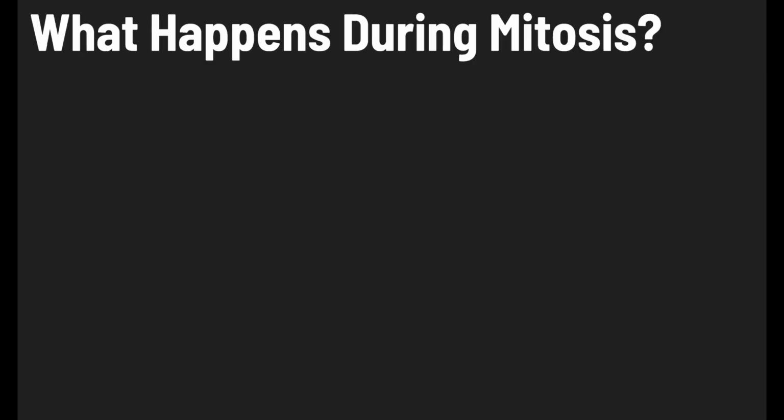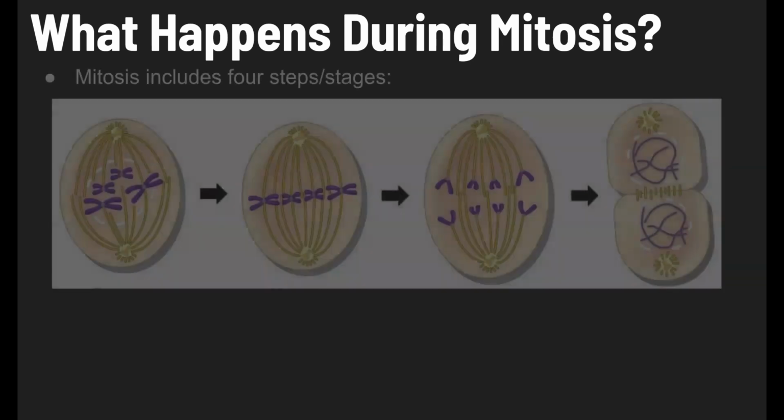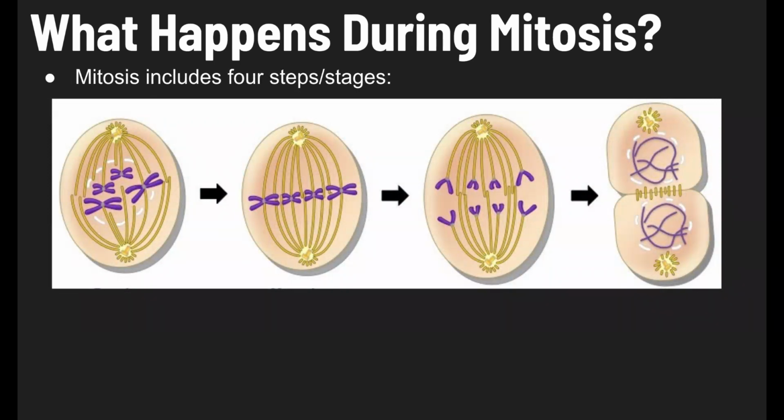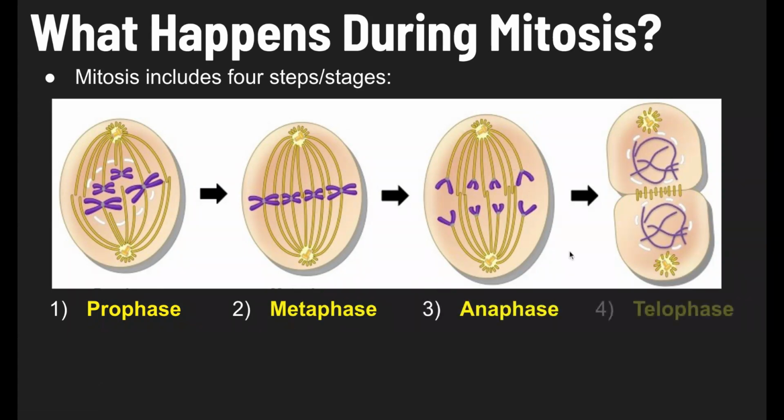Okay, so now let's finish up by talking about what happens during mitosis and then cytokinesis. So first, mitosis. Mitosis has 4 steps or stages in it. The first step is called prophase. That's what you see in this image. Then metaphase here. Then anaphase. Then telophase. So these represent the 4 steps or stages of mitosis. Let me tell you briefly what's happening in each stage.